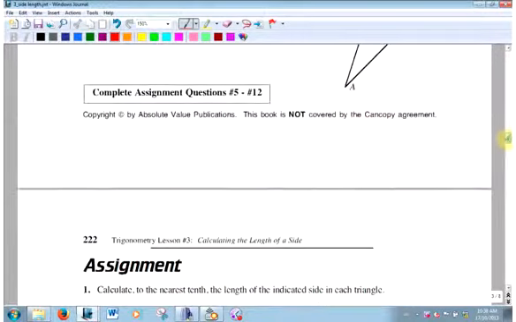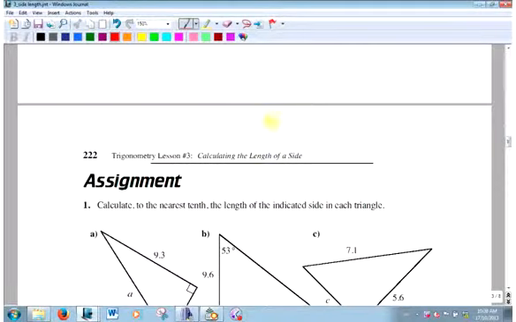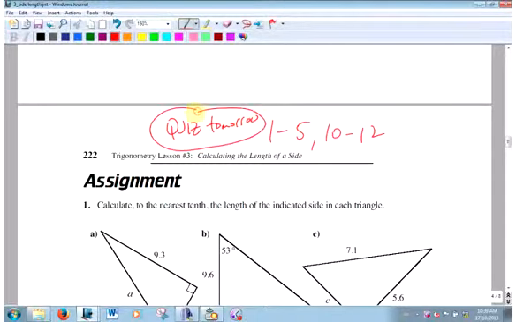I'll just skip the last one. I'd rather give you guys more time to work on this. Questions 1 to 5, 10 to 12. Quiz tomorrow. Finding a side length might be on there. Okay?